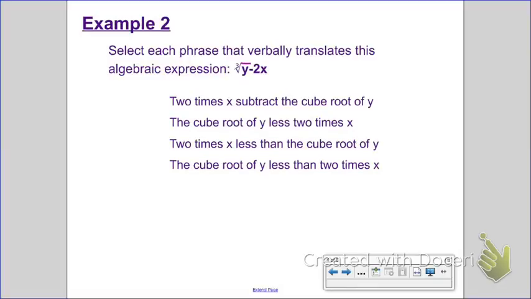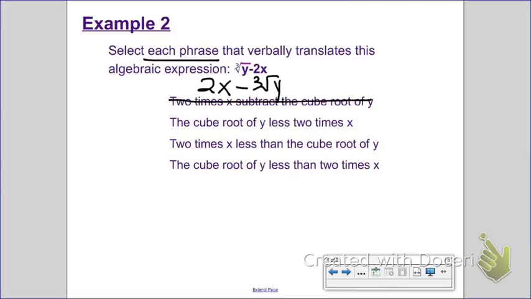Example number 2, select each phrase. As soon as we see "each phrase," we know there can be more than one right answer. Select each phrase that verbally translates this algebraic expression, the cube root of y minus 2y. So let's start with the first one. 2 times x, subtract the cube root of y. That is in the wrong order, so that does not work.